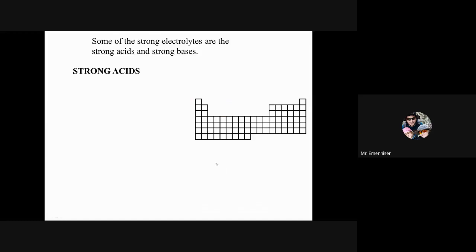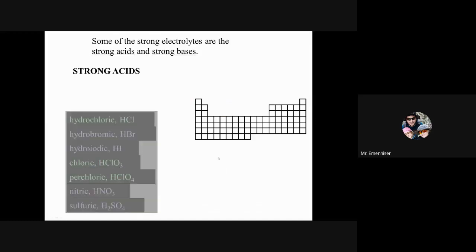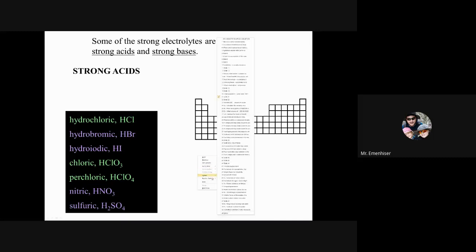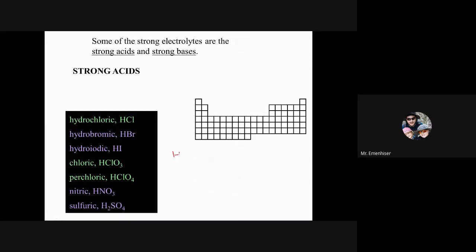Some of the strong electrolytes are strong acids and strong bases. All right, so here are our 7 strong acids: hydrochloric, hydrobromic, hydroiodic. And these are hydrogen combining with a group 7 halogen. Group 7 halogens are right here: fluorine, chlorine, bromine, and iodine. There's another one, but it doesn't really matter. These are the main ones. So fluorine, chlorine, bromine, and iodine are group 7 halogens.